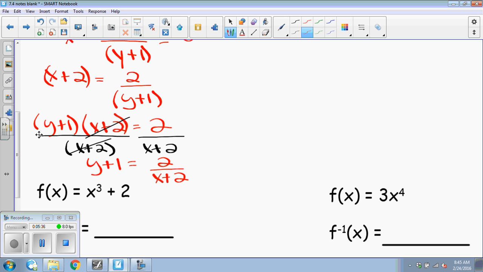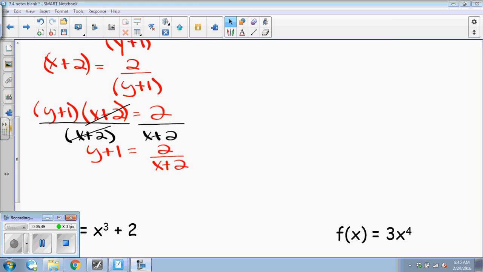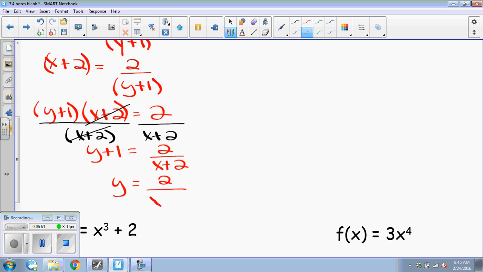I almost have y by itself. What do I do? Subtract 1 from both sides and I'm done. You do it. If I subtract 1, I end up with y equals 2 over x plus 2 minus 1. That is my inverse function. You could put a little -1 up there. That's just a way to label that as the inverse of y.